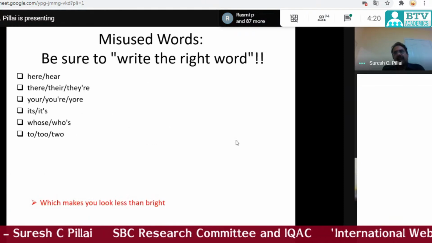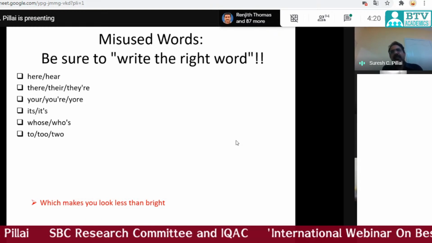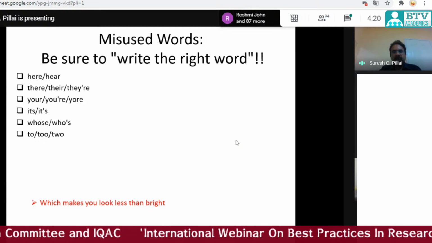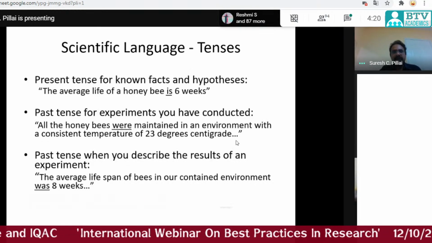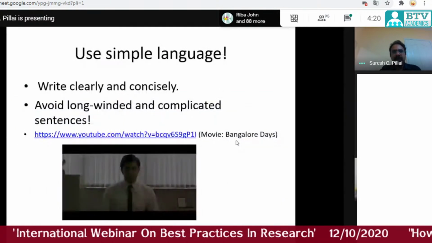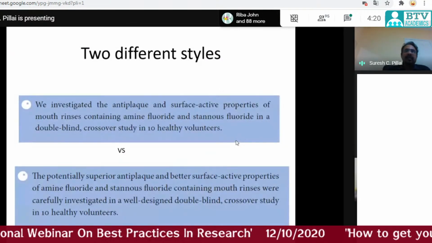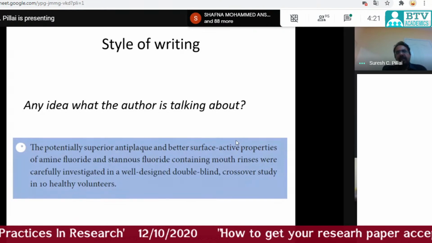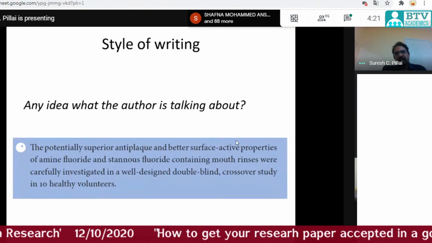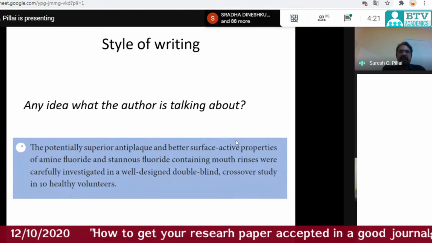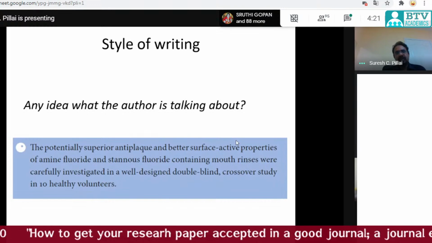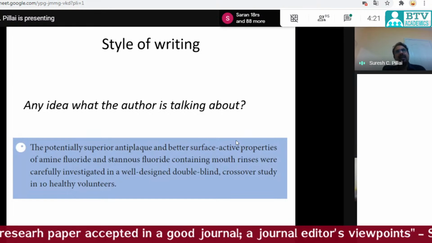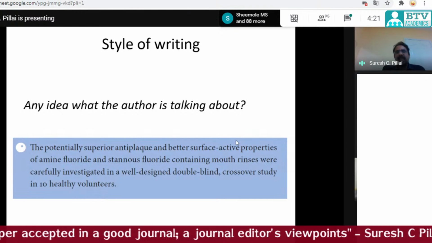And your English is very, very important. These are some of the misused words. So take care of the English. I'm going to skip a few slides here. These are two different styles of writing. You should write in plain English. This is not the place where you show your literature skills. This is where you are writing for a reader, a scientific reader. So scientific writing is totally different.